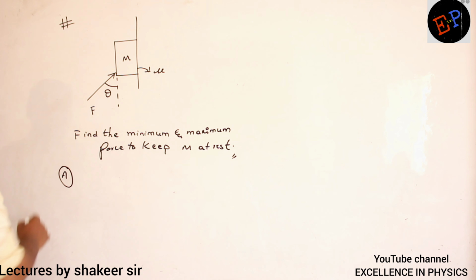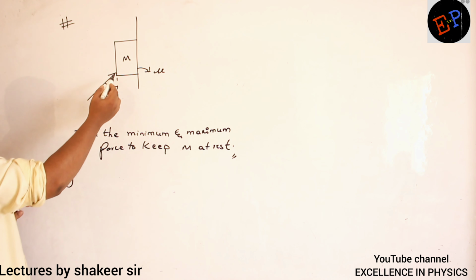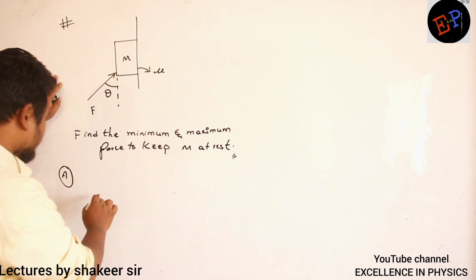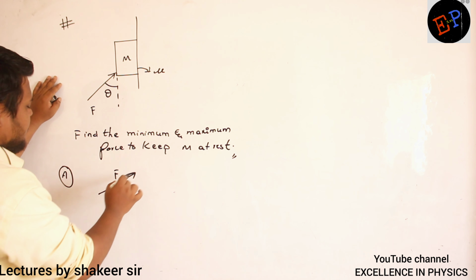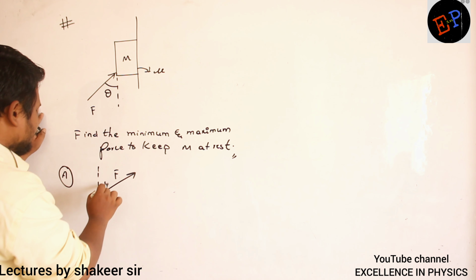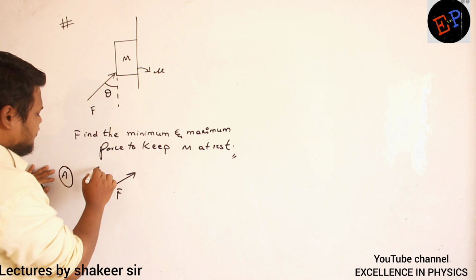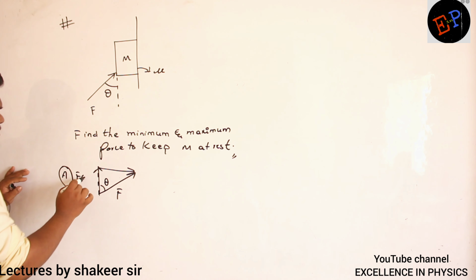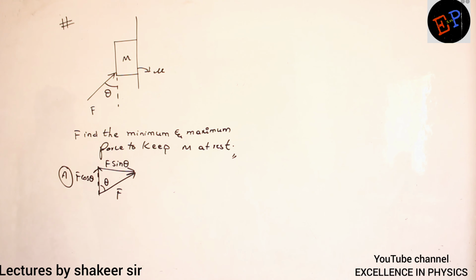So first of all, what I can do, I can split this force into two components, because this force is not horizontal, and it is not vertical either. So first of all, you split this one into two components. So this is the applied force F. Clear now? If this angle is theta, then what will this angle be? This angle also will be theta only, no? So I can split this force into two components. So this is F cos theta and this one is F sin theta. First of all, we have done this.